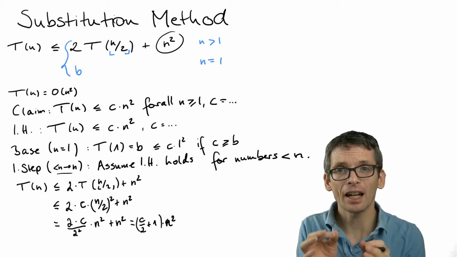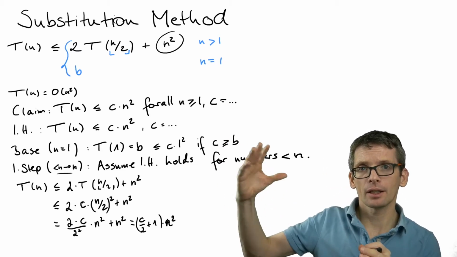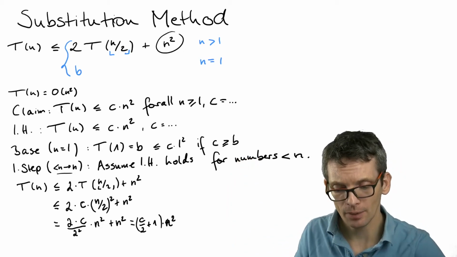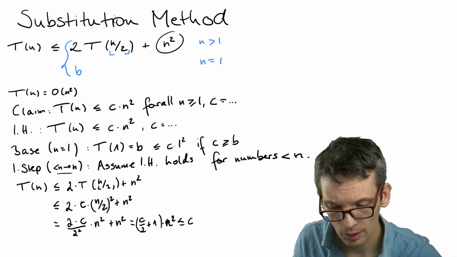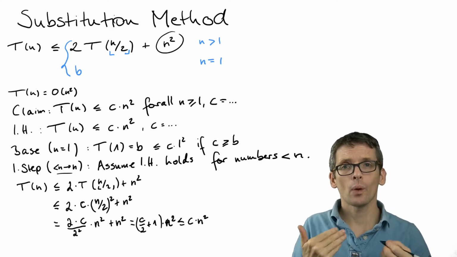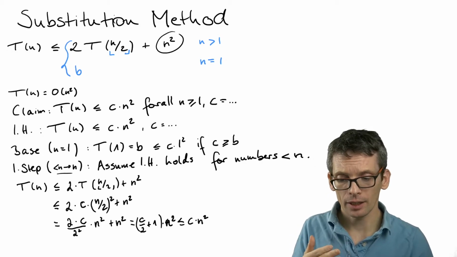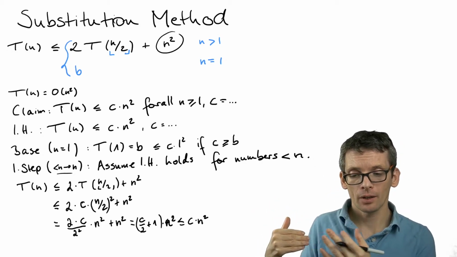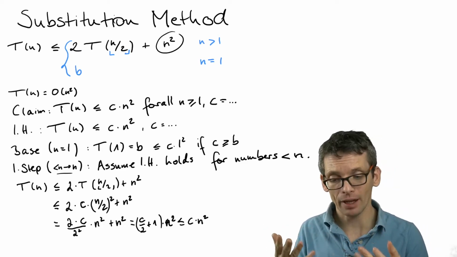Now what I would like to have here is that t of n is smaller or equal c times n squared. This we need to guarantee. So when is this the case? It is the case if c divided by 2 plus 1 is smaller or equal c. So when is that the case? Let's see.